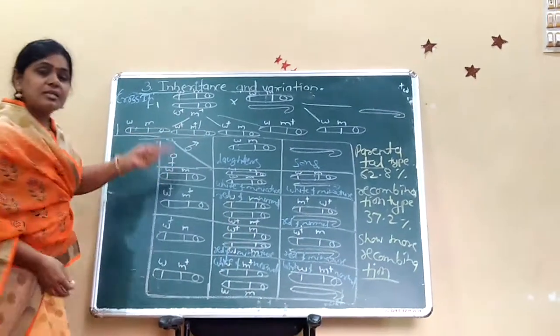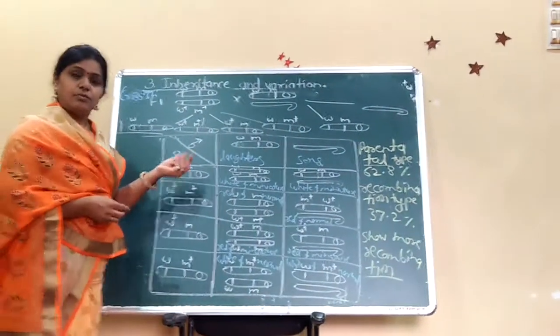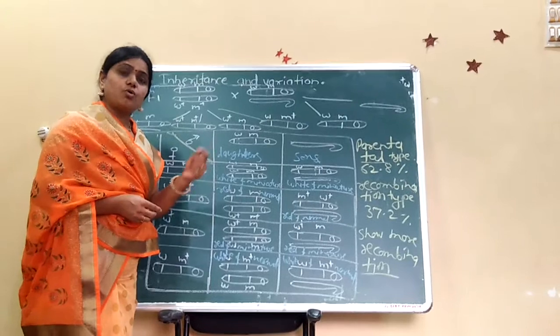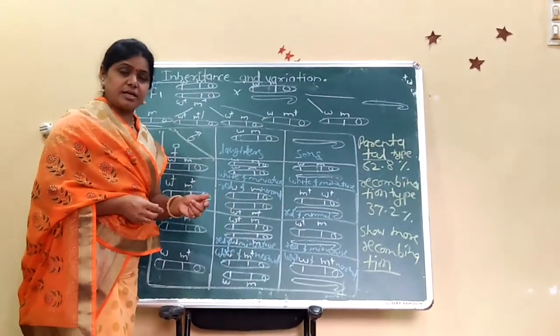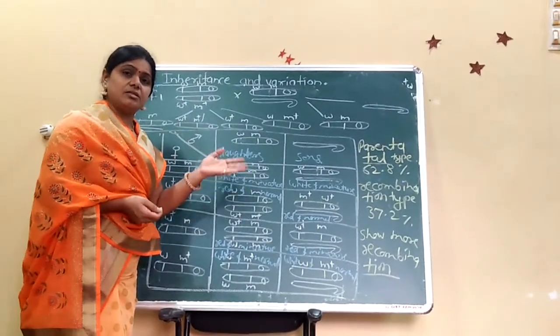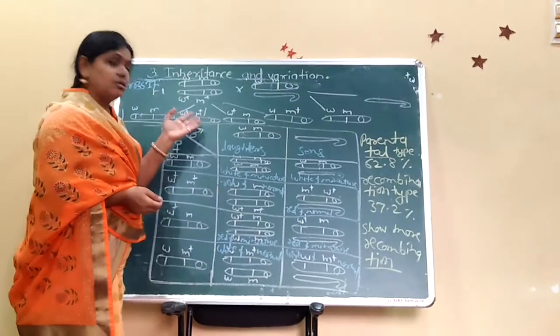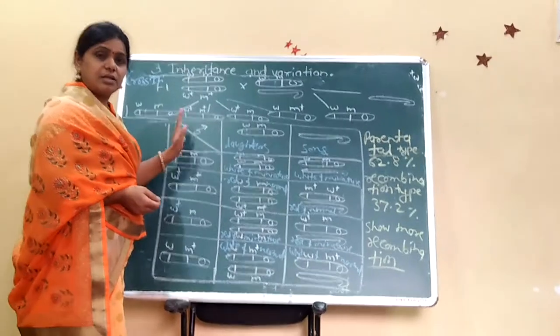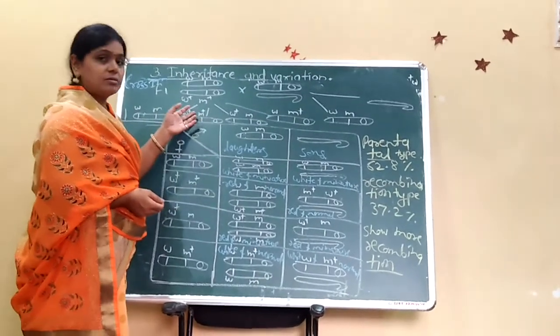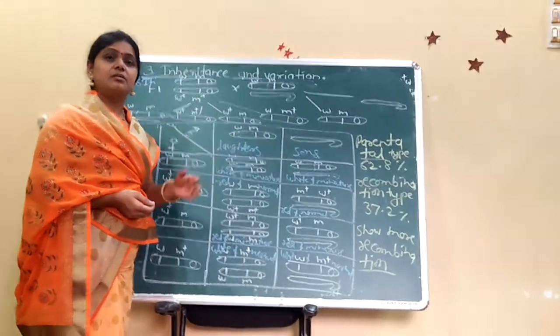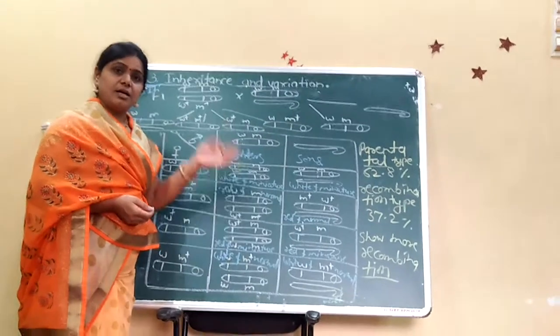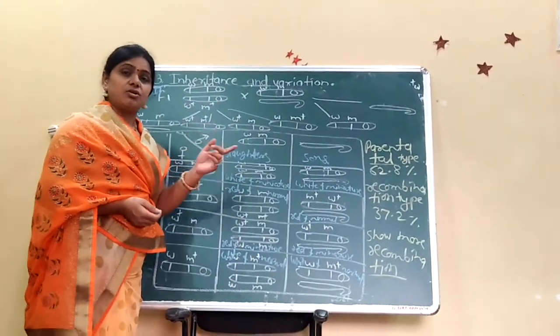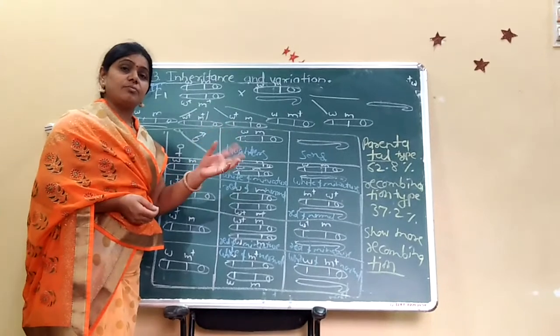This is Morgan's experiment. We saw today the first cross, the second cross, and previously what crossing over is. Then Morgan's experiment. He used Drosophila melanogaster and these two crosses. The first cross is the linkage cross.